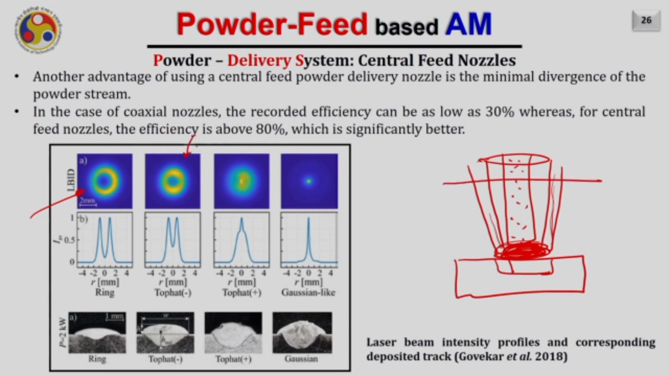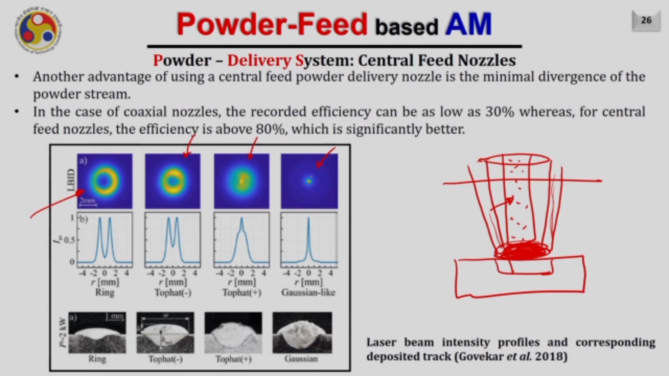If I go down, you can see the beam will keep on merging like this, and at the focal point it will merge like this. In that case, now we know that the larger intensity is at the center and powder is also coming at the center, so it will absorb more energy from the laser beam from the center portion, which anyway was having more energy.